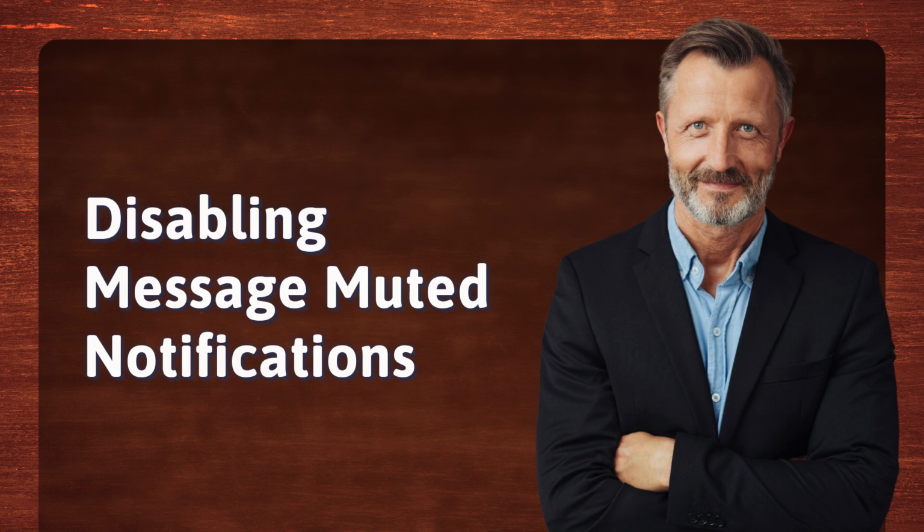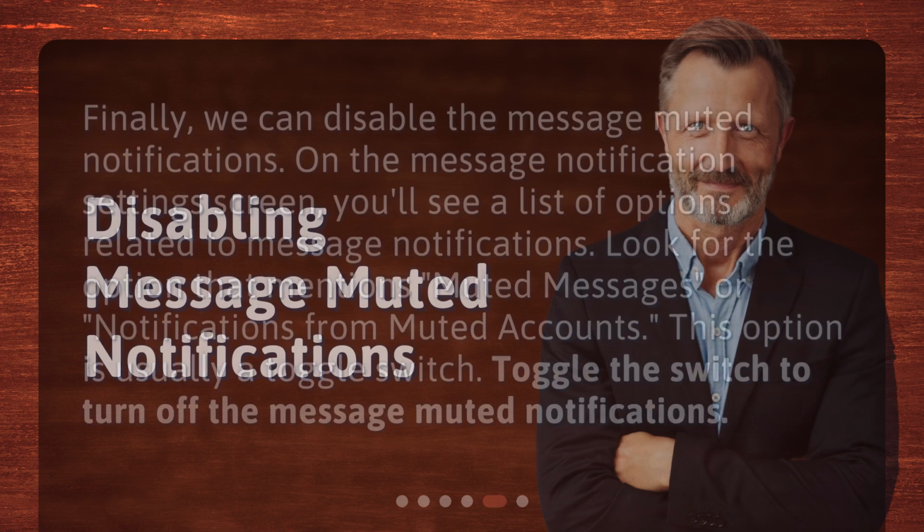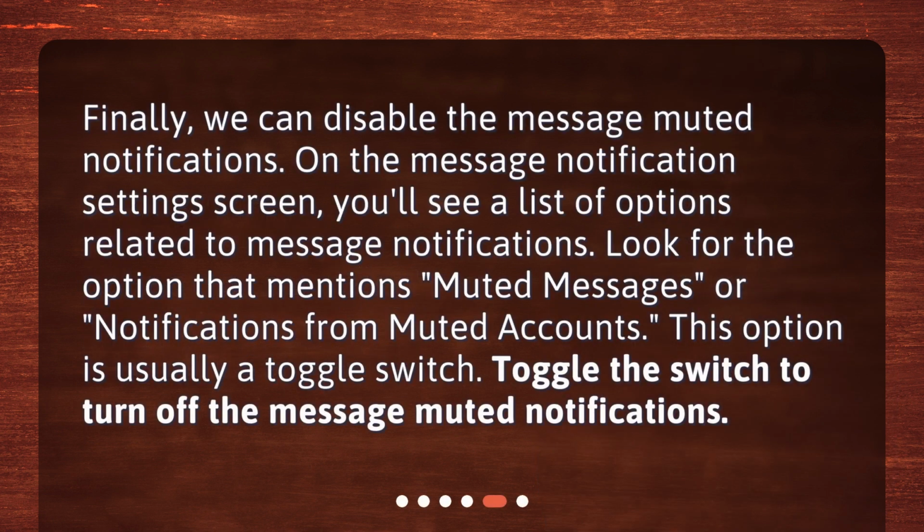Disabling message muted notifications. Finally, we can disable the message muted notifications. On the message notification settings screen, you'll see a list of options related to message notifications. Look for the option that mentions muted messages or notifications from muted accounts. This option is usually a toggle switch. Toggle the switch to turn off the message muted notifications.